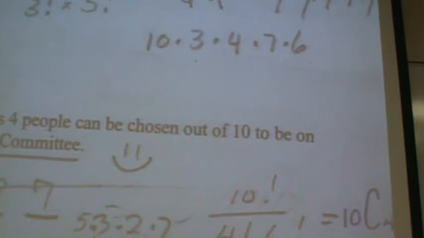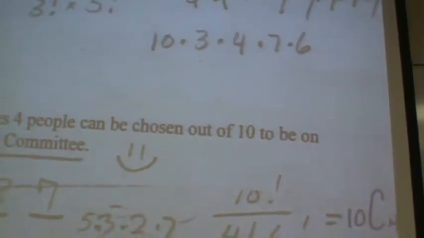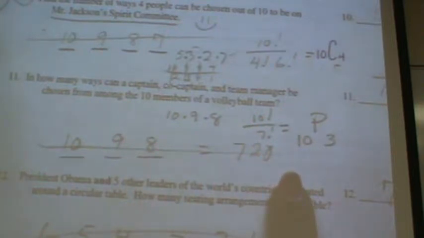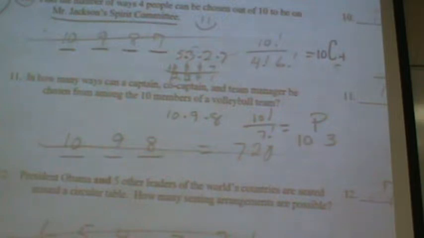Number 10. How many ways can 4 people be chosen? This is a combination problem. Order does not matter. We're going to choose 4 people out of 10. So it's 10C4, which is 210. But for the next one, order does matter because we're going to specifically choose a captain, a co-captain, and a team manager. So out of 10 people, we're selecting 3. So this is a permutation, 10P3, and that would be 720.